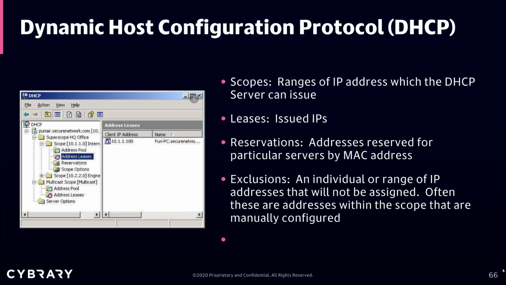I can also exclude IP addresses from the range. So maybe I'm going to give out IP addresses from 10.11.100 to 10.11.200, but 10.11.50 is a print server that I want to assign manually. I can just exclude it from that range, and 10.11.50 won't be given to any other device, and I'll have to manually configure the print server. So, with reservations, a specific IP address is given to a specific host. With exclusions, the IP address is removed from the range, and that requires the administrator to manually assign that address.